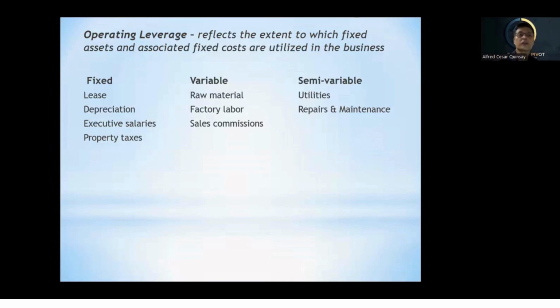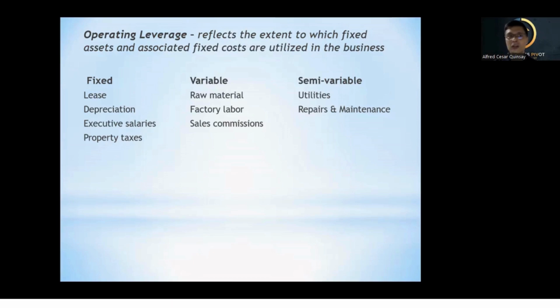So let's look at some of the examples of fixed and variable costs. So we have fixed cost. One of them is lease. Now, remember, even if you don't use the factory or you don't operate, let's say, for example, you have a store in a mall, like during the pandemic, you would still incur rent from that, no?